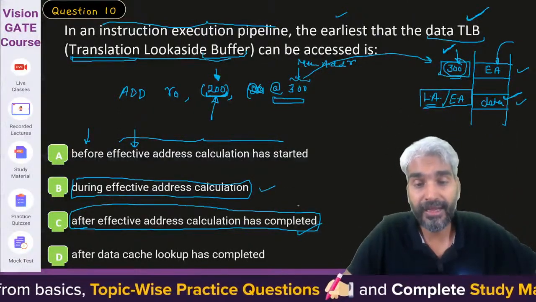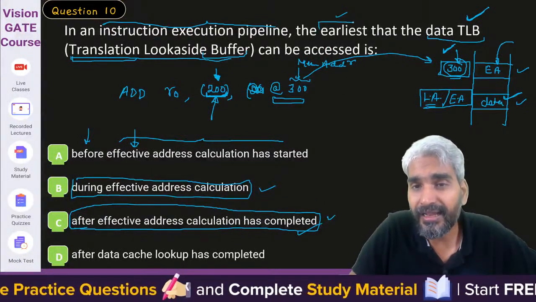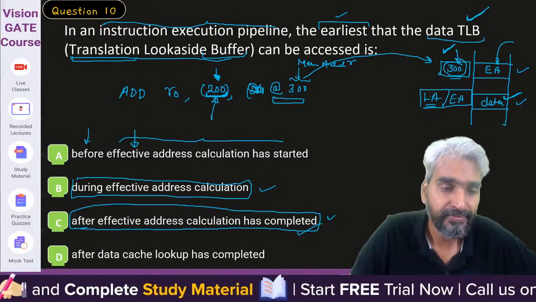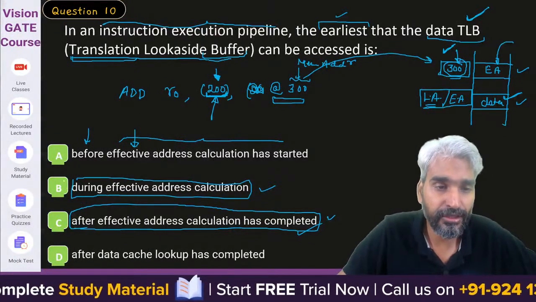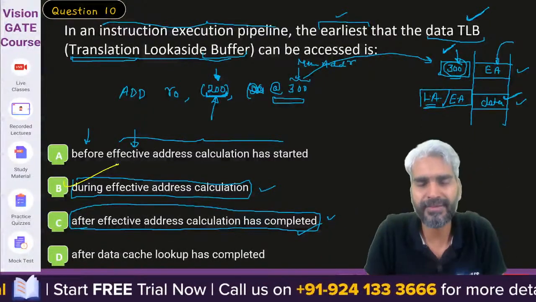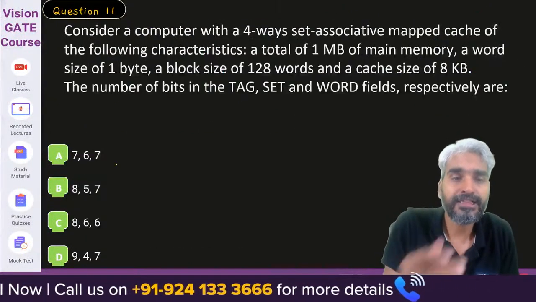So both of them are correct, but if somebody says the earliest possible thing, the earliest you can access the data TLB is during the effective address calculation. Therefore, the correct answer for this will be option B. Otherwise, they must specify the addressing mode also. Clear? Okay. Let's move to the next question.